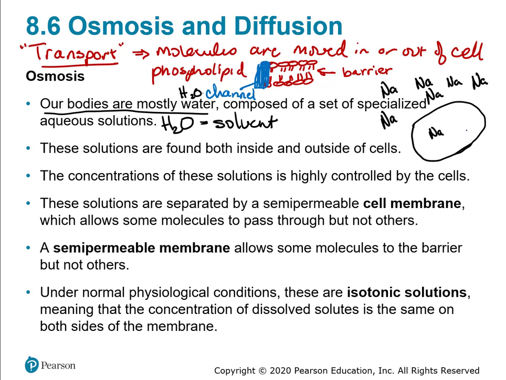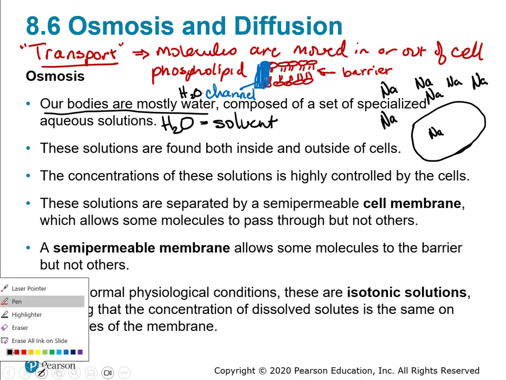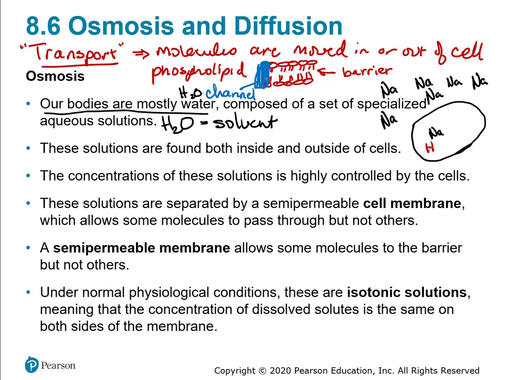It's going to go out of the cell. So it always moves from areas, if there's less solute and more solute, if there's a concentration difference, water always moves to the more concentrated regions. Because in theory, inside of the cell now, there is a lot of water molecules, H2O, a lot of water molecules compared to the sodium. Outside of the cell, comparatively, there's less water molecules.